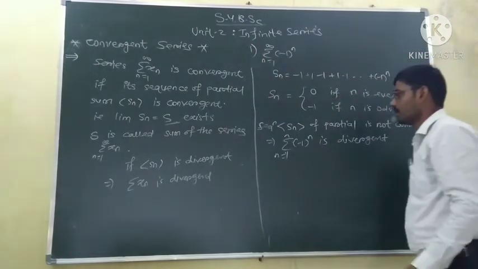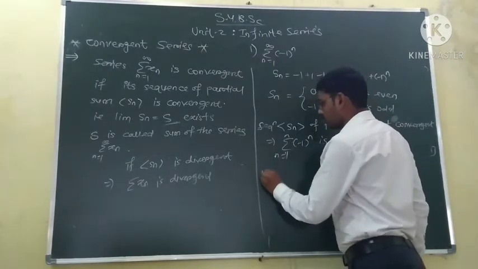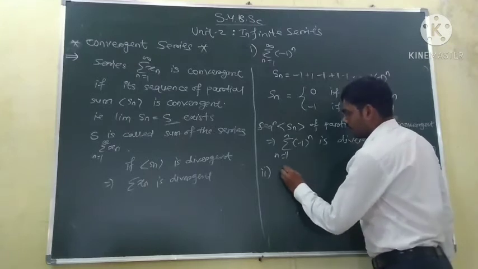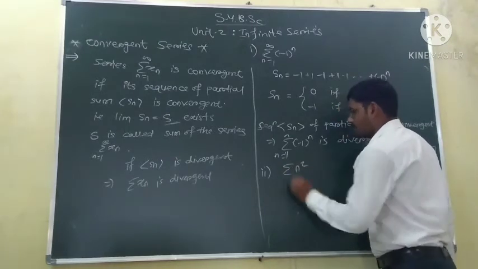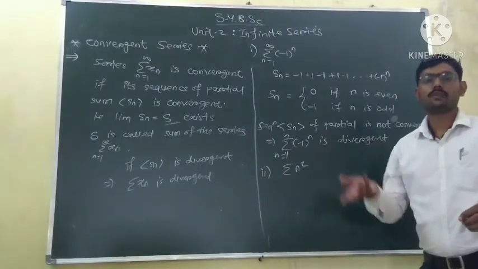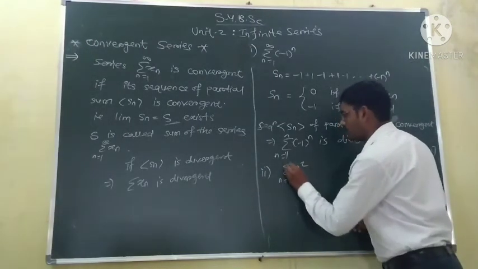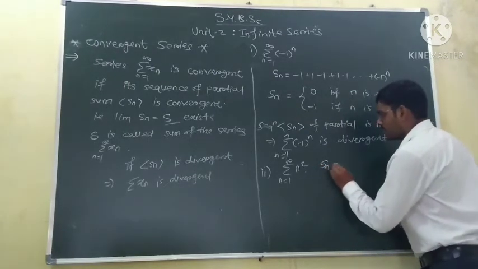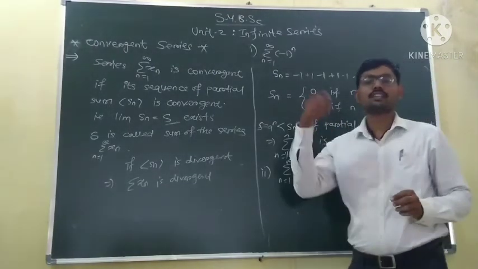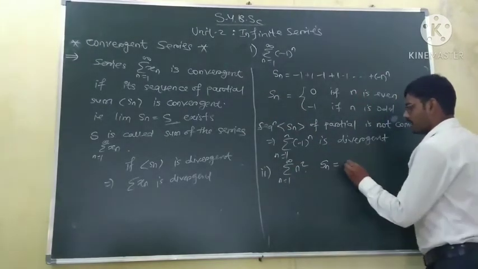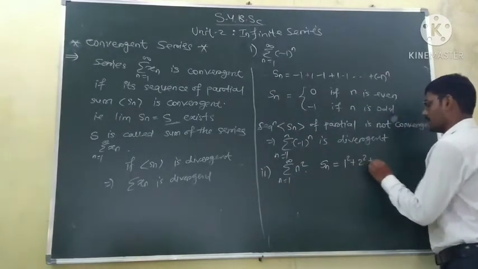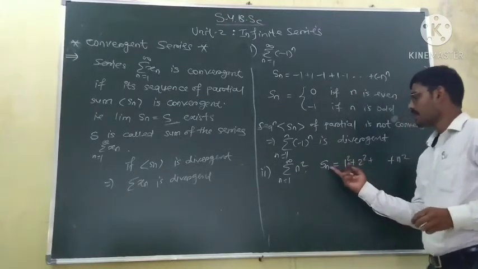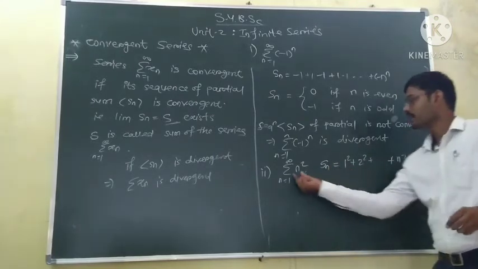So, okay, example 2. The series given by the sum of squares of natural numbers, n equal to 1 to infinity. So what will be Sn? Sn will be the sum of squares of the first n natural numbers. So Sn will be 1 square plus 2 square up to n square. This is the sequence of partial sums, because the nth element is the sum of the first n elements.